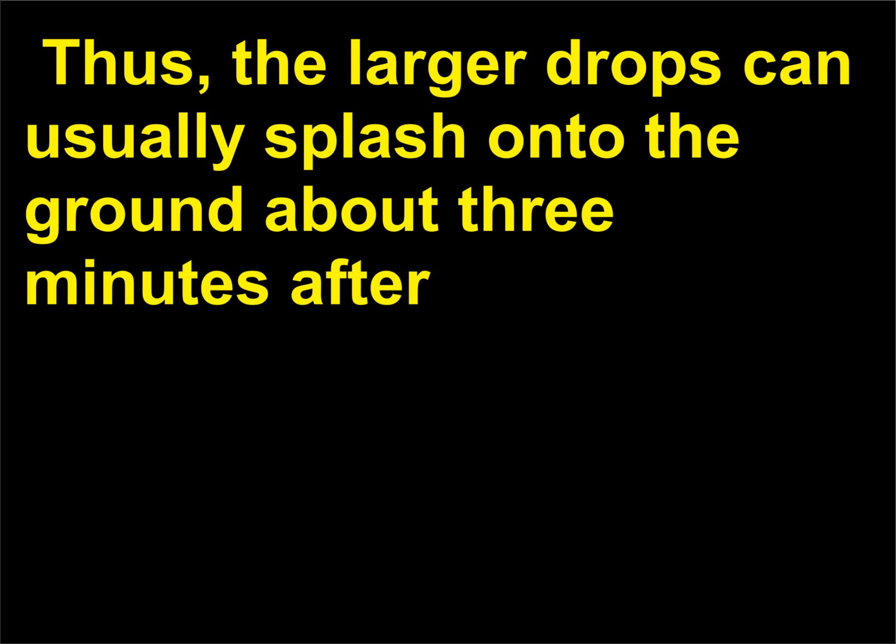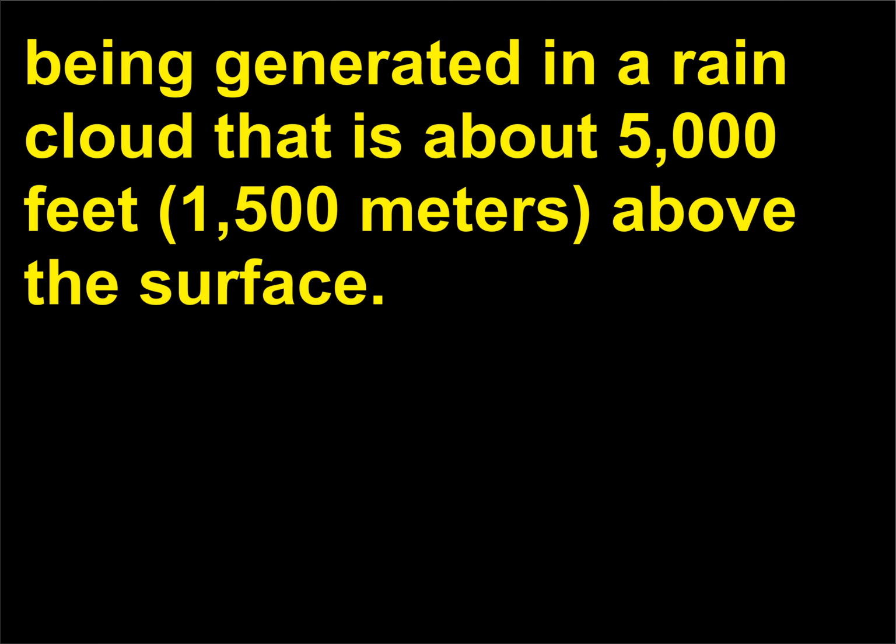Thus, the larger drops can usually splash onto the ground about 3 minutes after being generated in a rain cloud that is about 5,000 feet, 1,500 meters, above the surface.